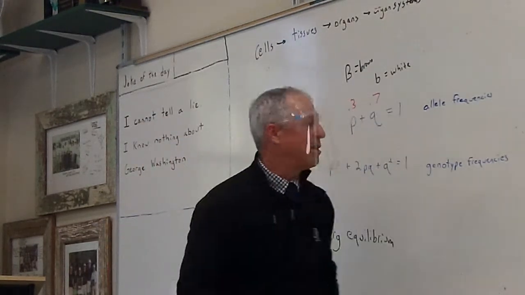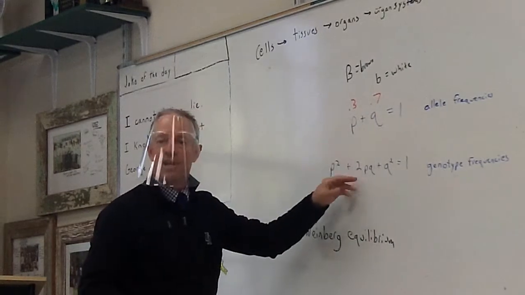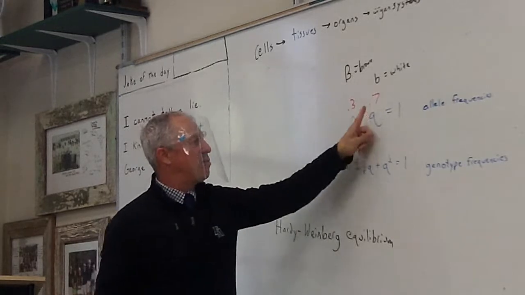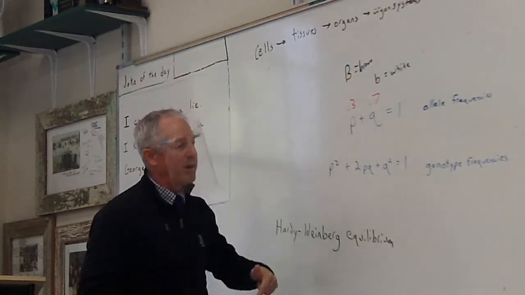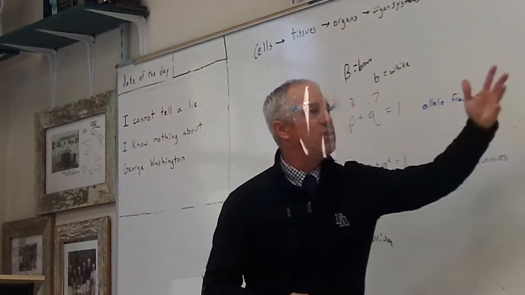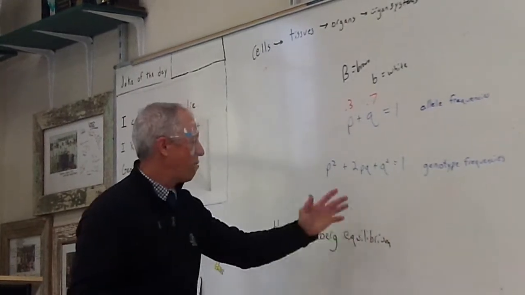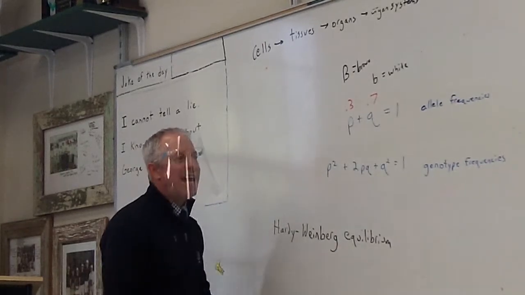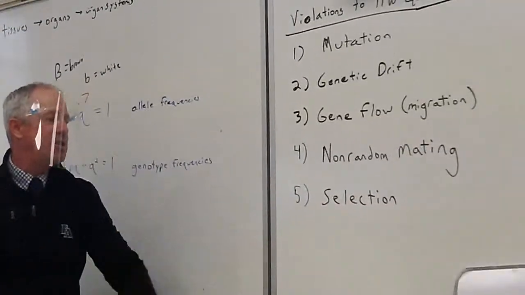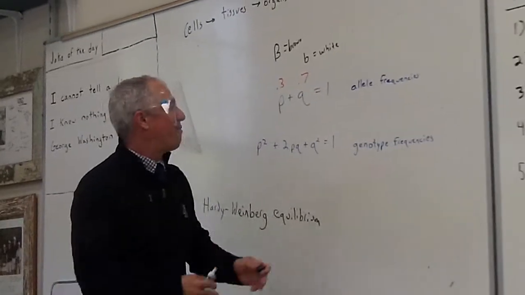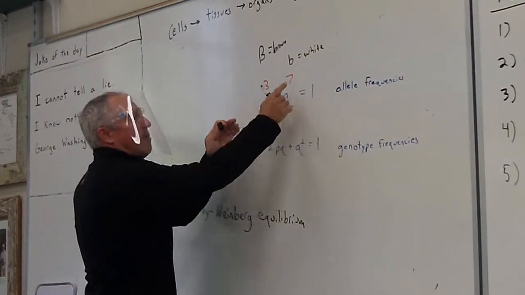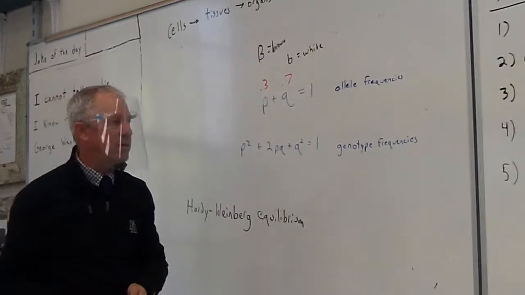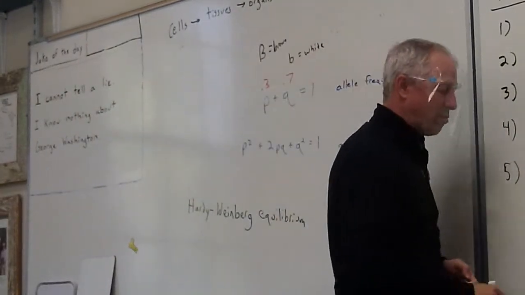This is selection. Do you think that would change your numbers? Mm-hmm. If the white ones survive more often than the brown ones, q would go up, p would go down. And so selection can violate Hardy-Weinberg equilibrium. So, if any of these happen in a population, you're going to violate Hardy-Weinberg equilibrium, the numbers are going to change, and evolution will occur. If any of those happen, evolution will occur.